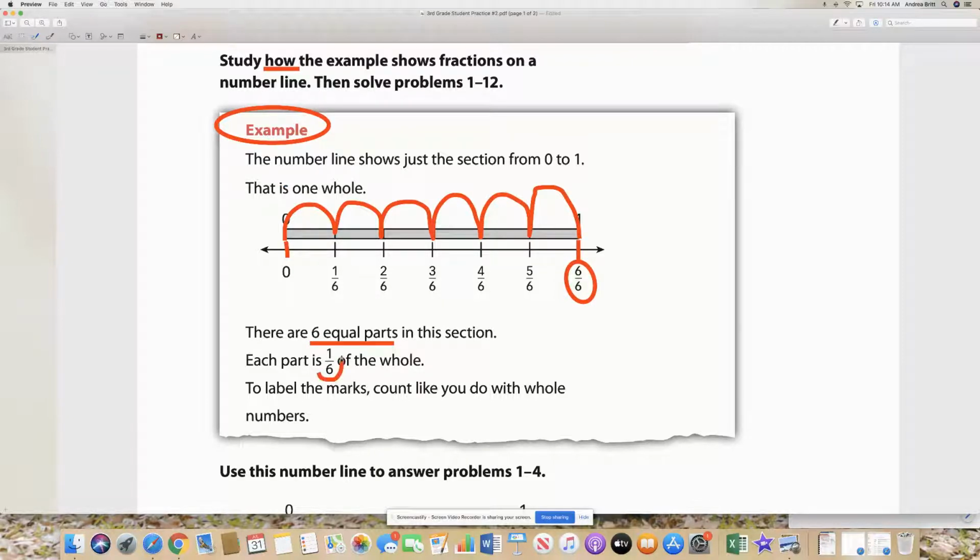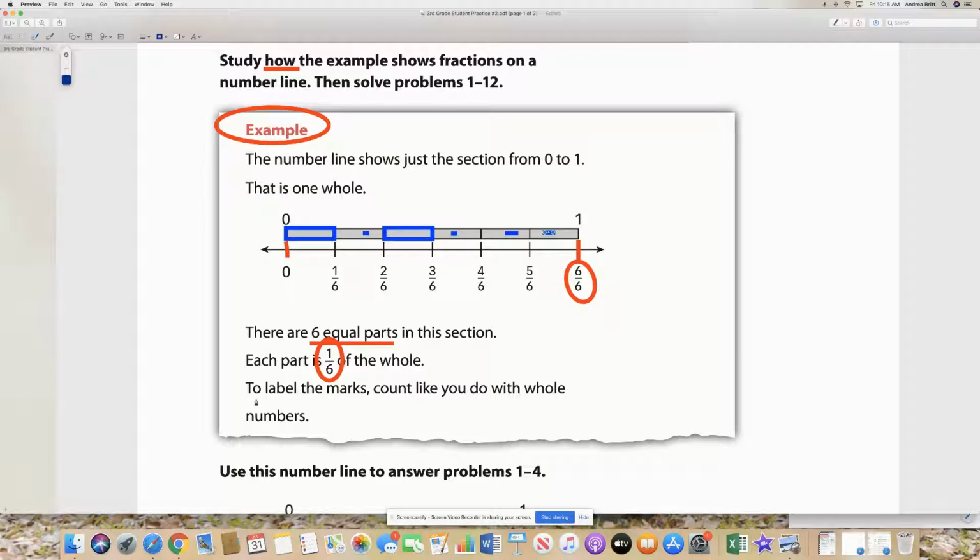Each part is 1 out of 6, or 1/6. And we know that that is true because they put a model up here to show us that each part is 1 out of 6. That's 1 out of 6. Here's another one that's 1 out of 6. So each part is 1 out of 6, okay? That part is 1 out of 6. This part is 1 out of 6. This one's 1 out of 6. And this one's 1 out of 6.